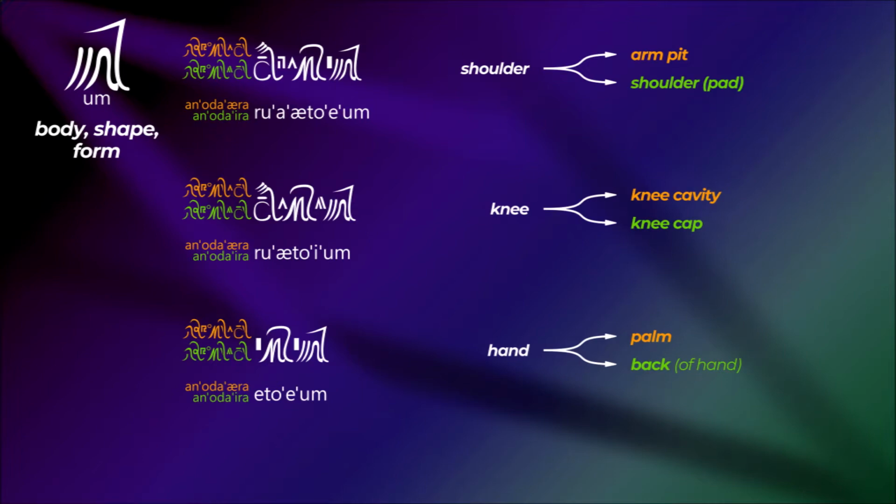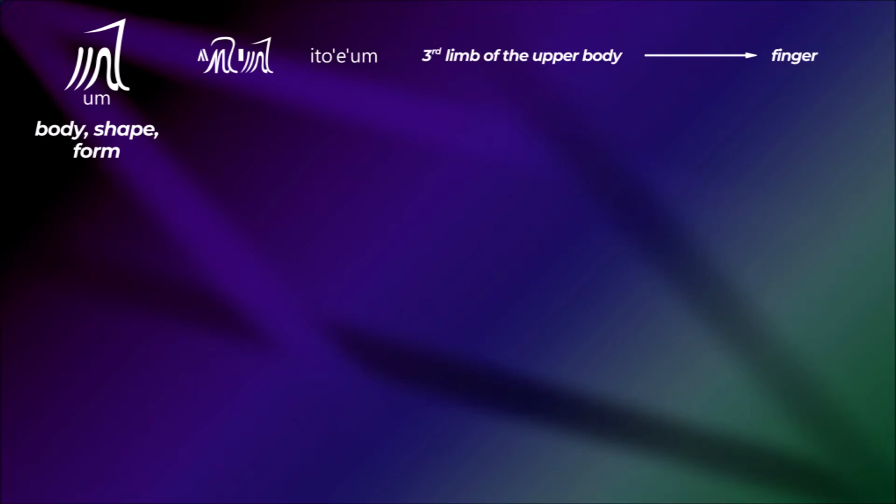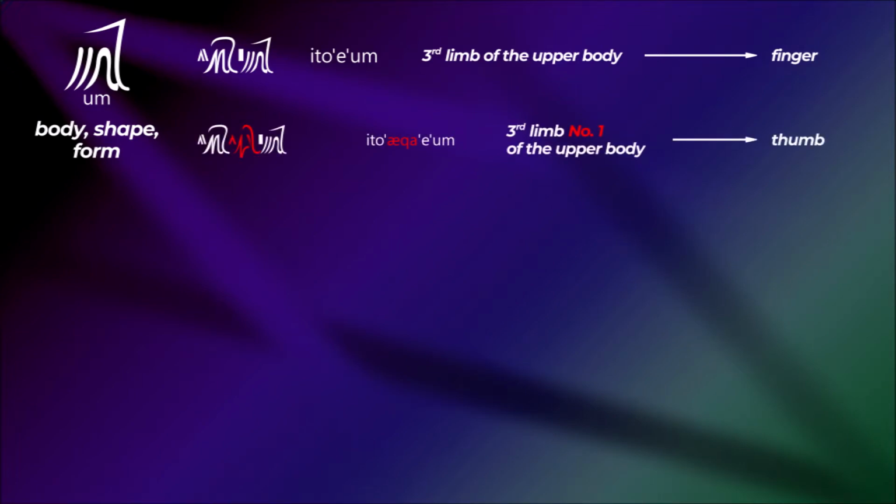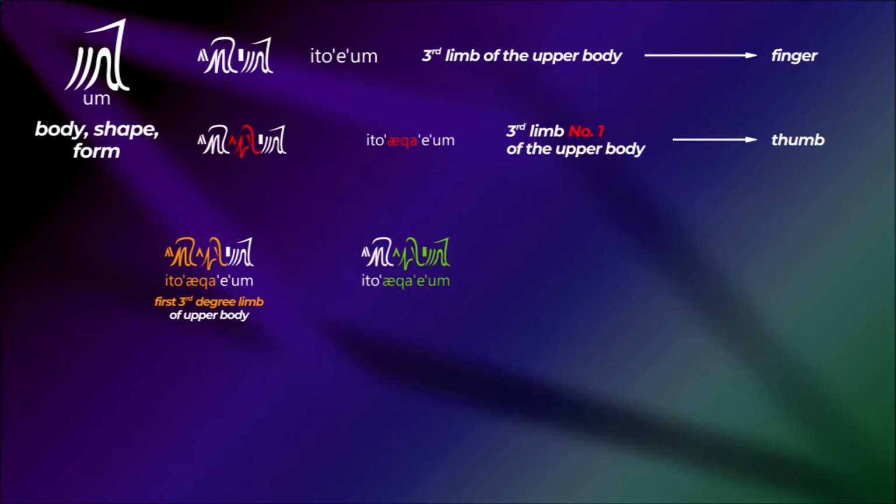Then, let's make words for our fingers. Let's keep things simple and logical. We're just going to number them. So we use aika for the first finger. This is the thumb. But wait, we've run into a morphological grammatical issue. Ito aika means the first third degree limb, and therefore ito aika eum could mean first third degree limb of the upper body. But on the other hand, aika eum means one upper body, and so the same word could mean the fingers of one upper body.